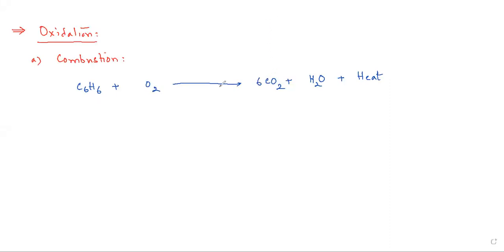Now balance this. 6 carbons, you got 6 hydrogens. 6 into 2, 12 plus 3, 15 oxygens. So this can be written as 15 by 2, or else you can multiply the total equation by 2. But generally, when you say heat of combustion, remember you have to consider just one molecule, I mean, 1 mole of substance. Okay.